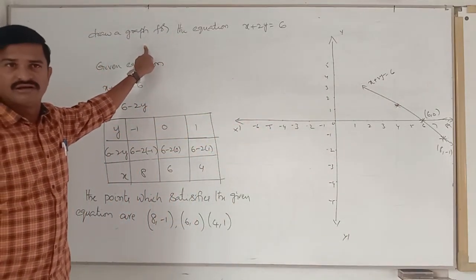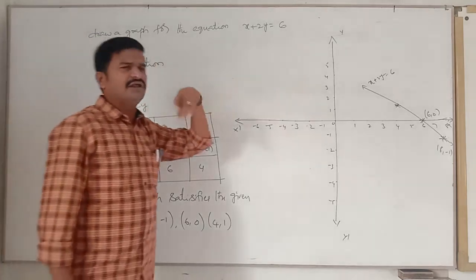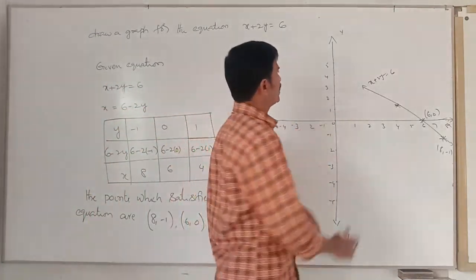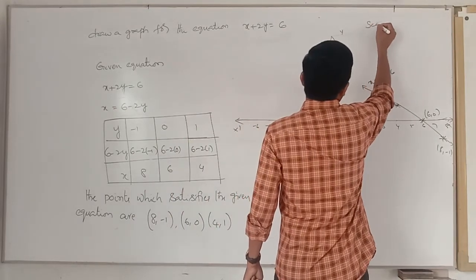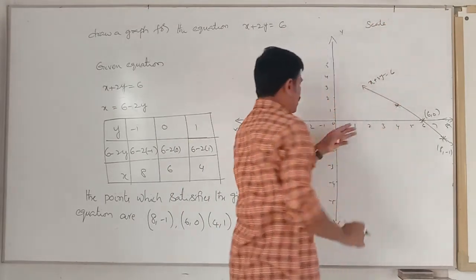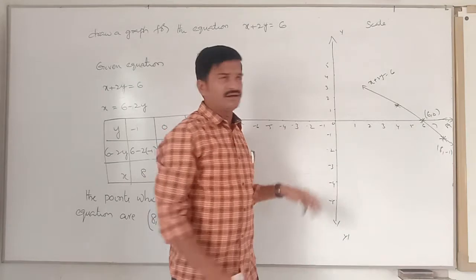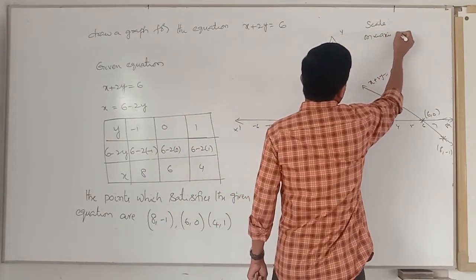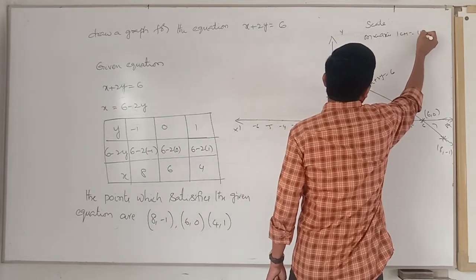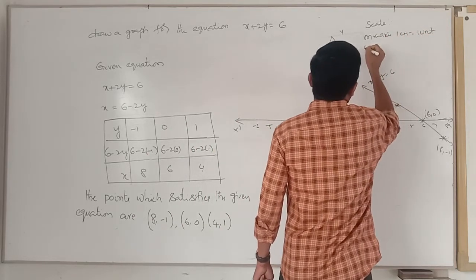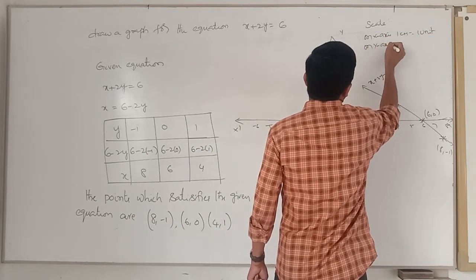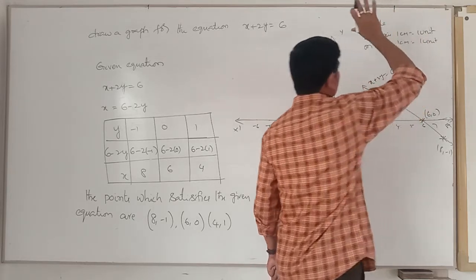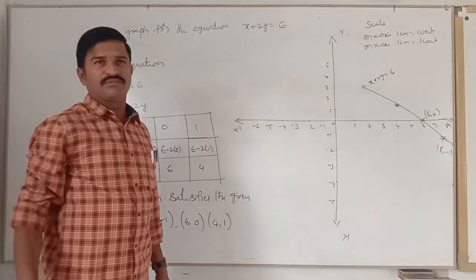Are you clear or not? Like that, any graph we can draw, no problem. So here you can write the scale also. What is the scale? How did we take the scale? On both the axes, 1 unit only, no? So on x axis 1 centimeter equals 1 unit. On y axis 1 centimeter equals 1 unit. Without writing the scale, you should not complete the graph.